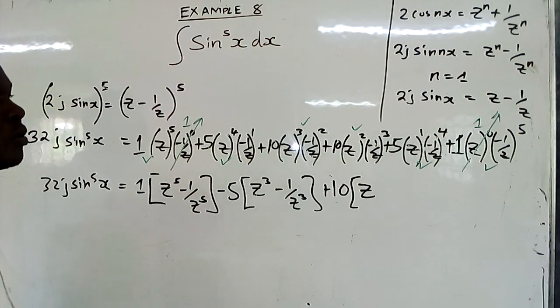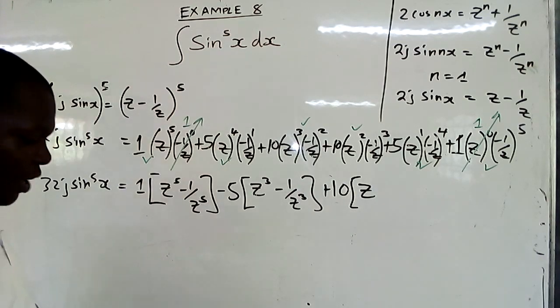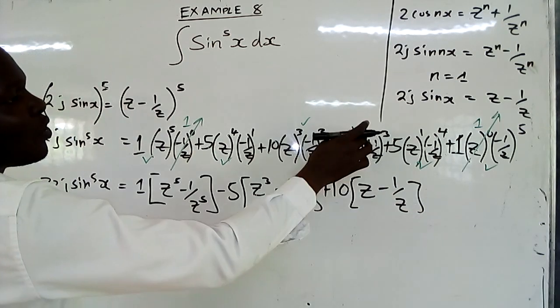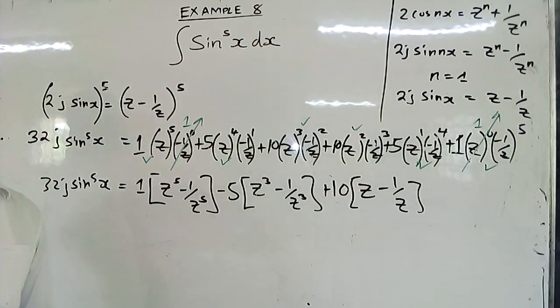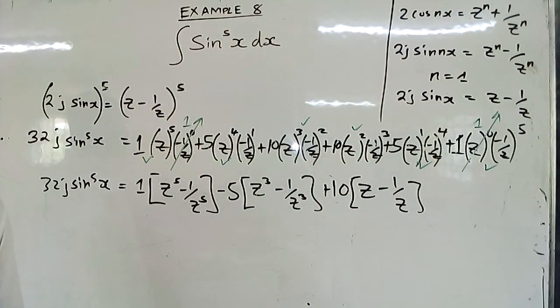Z raised to negative power 3 is negative, isn't it? So it means there we remain with negative 1 over z, because z squared divided by z cube is 1 over z. So positive into negative just remains with your negative there, isn't it? Are we together? So from there, you simplify.